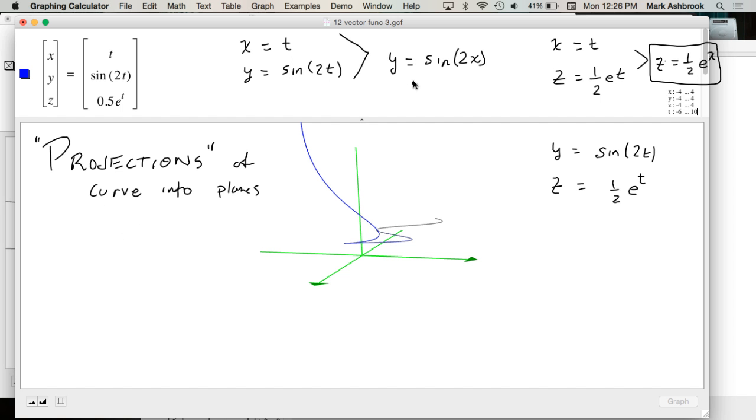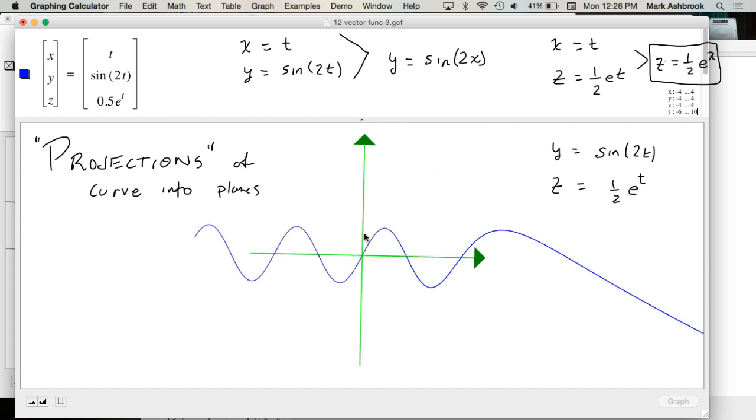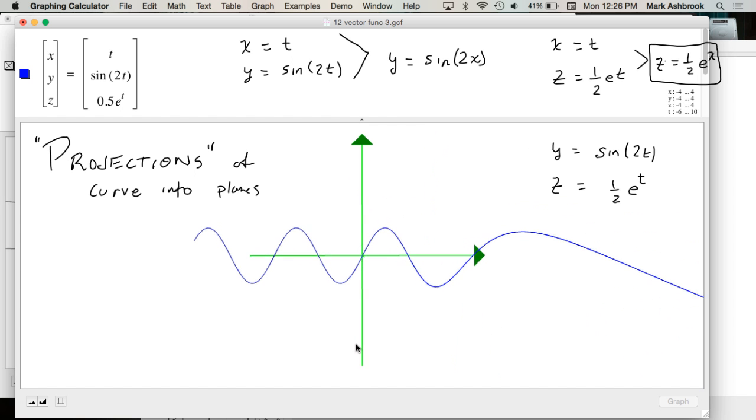So the projection into the xy plane is what you get when you just consider the x and y coordinates, right? So the projection into the xy plane was y equals sine 2x. I'd have to get this just right to get that to work over there. Because we're looking at an angle, we can't get it, but you got the idea there.